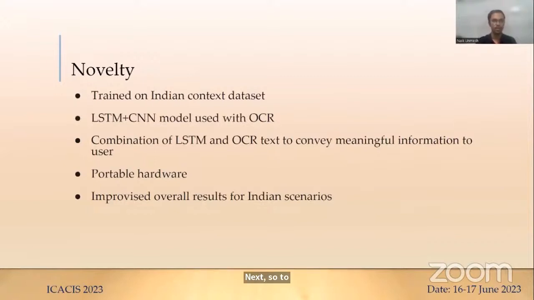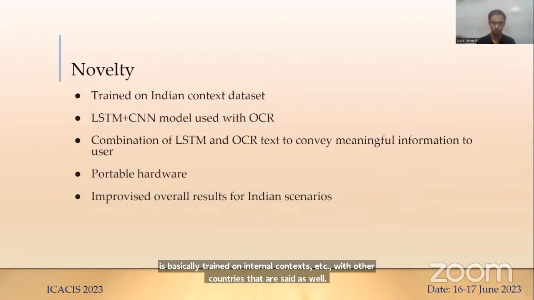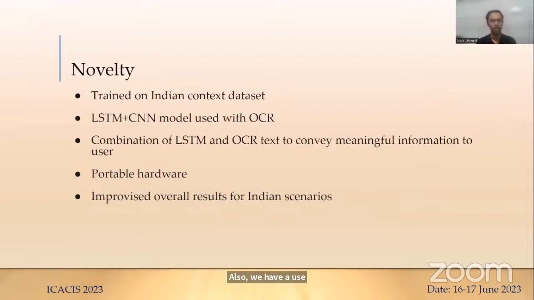It is basically trained on an Indian context dataset along with other countries' datasets as well. Also, we have used an LSTM CNN model along with OCR, which gives more accuracy. Combining LSTM and OCR is helpful for conveying meaningful information. The portable hardware is one of the advantages of our project, which is more practical to be applied by any person who requires scene recognition. We improved overall results by adding the Indian scenarios, so the accuracy will be higher on the Indian dataset.